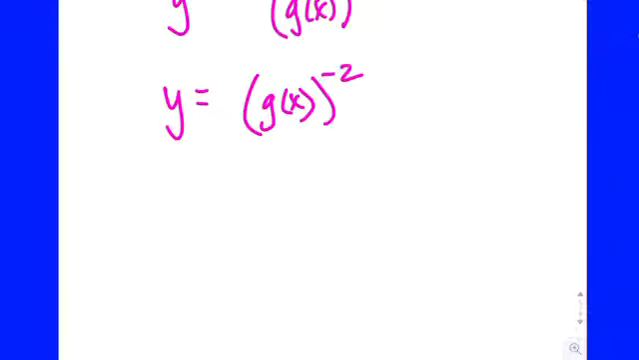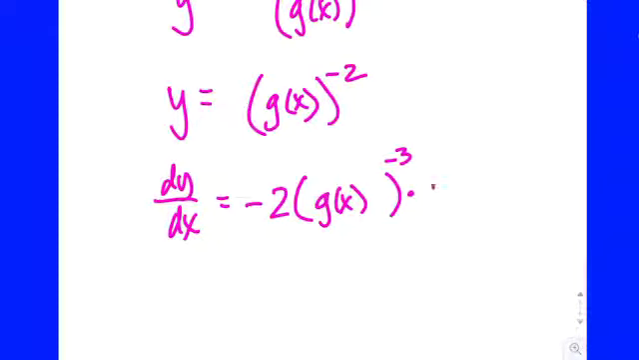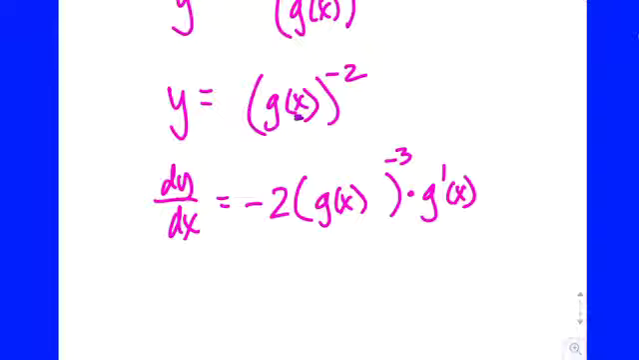So now I have two layers. Now I'll go to the derivative. dy dx, blob to the negative second is negative 2 blob to the negative third power. We subtract. And then times the derivative of the inside layer, the derivative of g is g prime. And again, if you want, just to be extra thorough, the innermost layer is x, right? What would be the derivative of x?